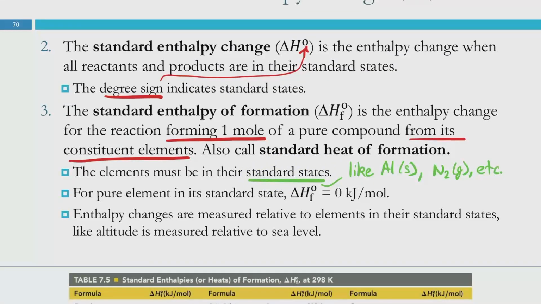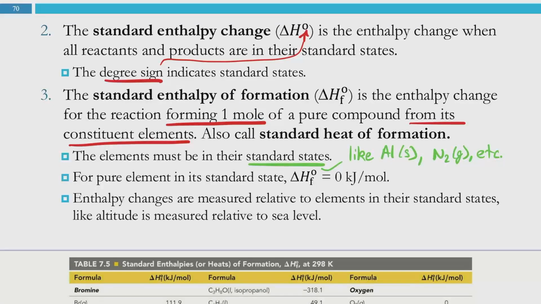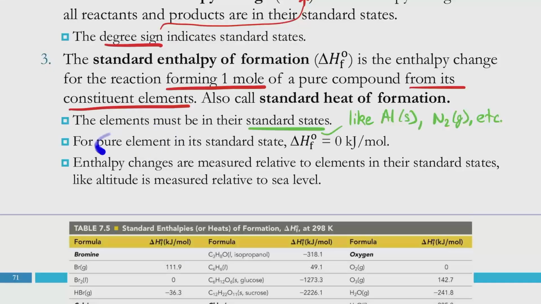That's going to be all of our reaction side, or reactant side. Our product side is going to be 1 mole of our product. So forming 1 mole of product from constituent elements. For pure elements that are in their standard states, because that's their normal naturally occurring state, we've defined that as the 0. That's the state that we find them in. And so they have a heat of formation, standard heat of formation, of 0 kilojoules per mole.